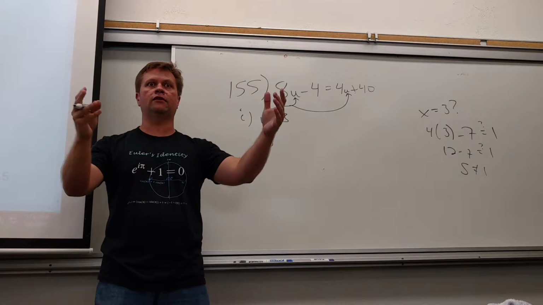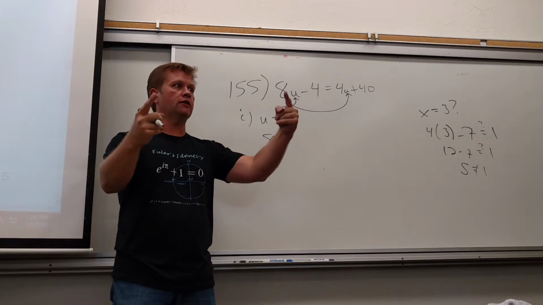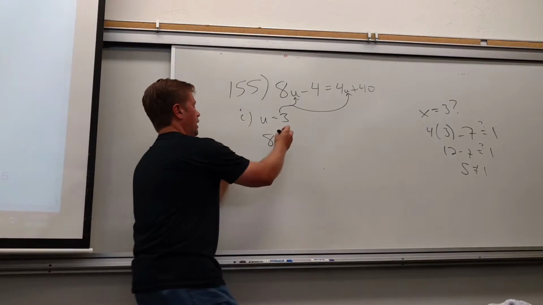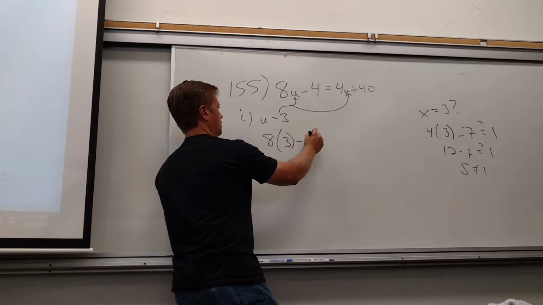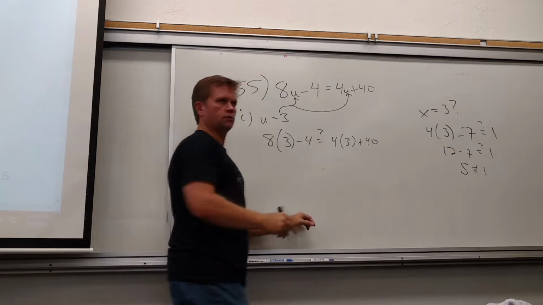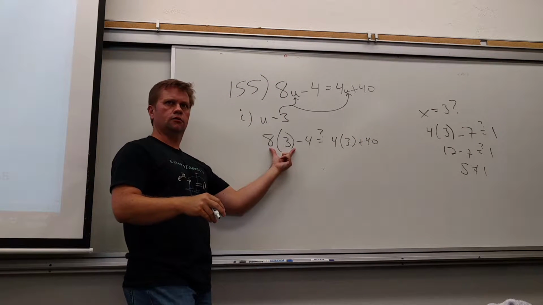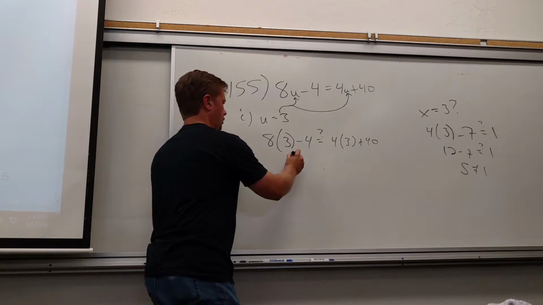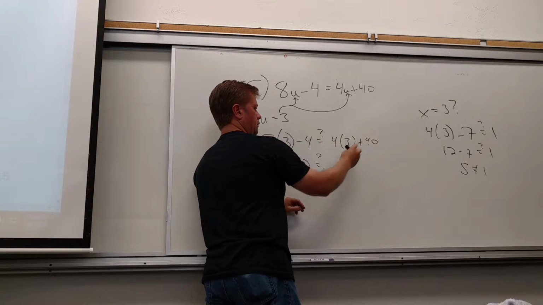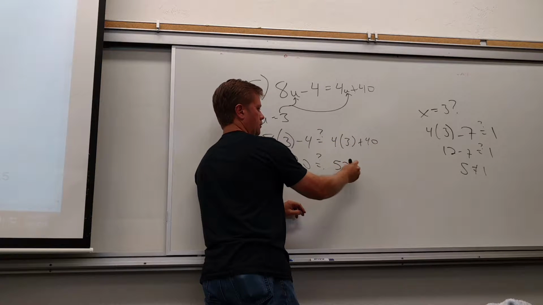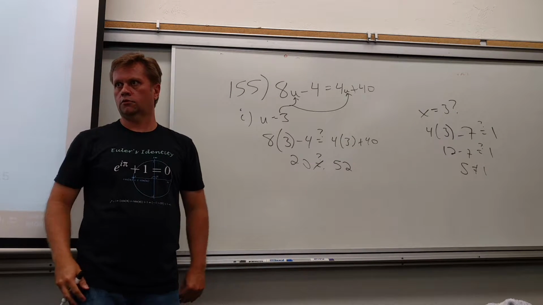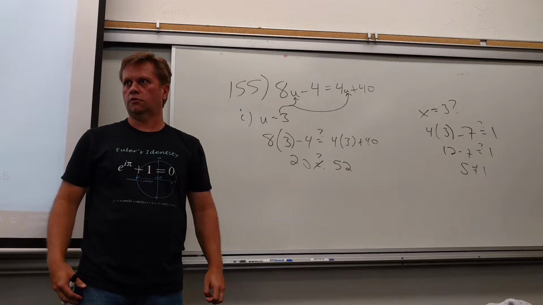If I told you a is 7, everywhere you see an a, you're going to replace it with 7. So here it's telling me u is 3. Everywhere I see u, I'm going to put a 3. So 8 times 3 minus 4. Is that equal to 4 times 3 plus 40? 8 times 3 is 24, minus 4 is 20. Is 20 equal to 12? No.